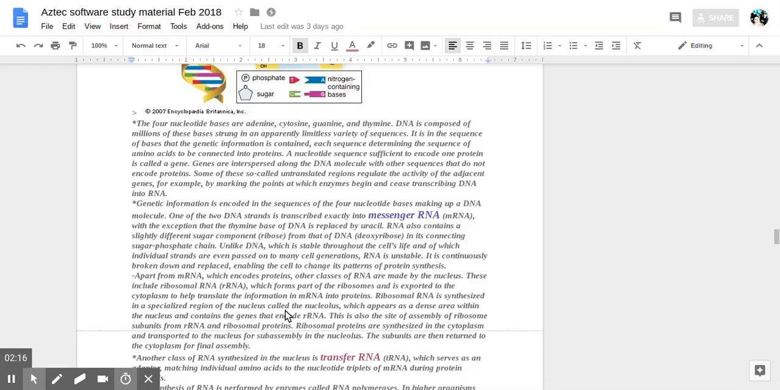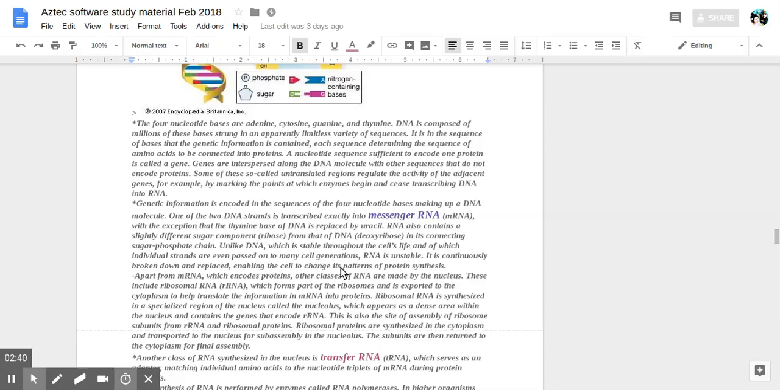Ribosomal RNA is synthesized in a specialized region of the nucleus called the nucleolus, which appears as a dense area within the nucleus containing the genes that encode rRNA. This is also the site of assembly of ribosome subunits from rRNA and ribosomal proteins.